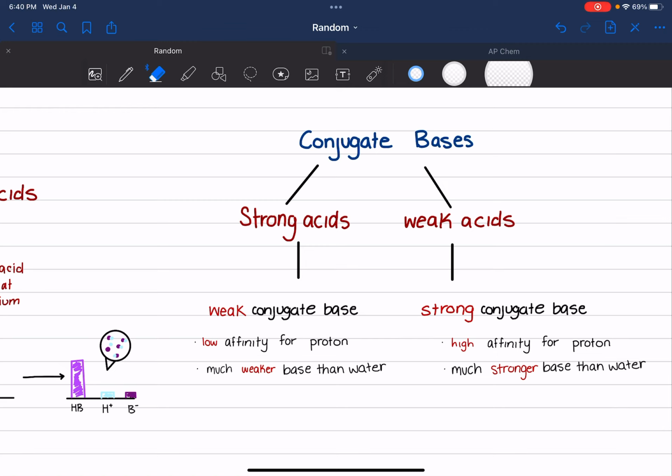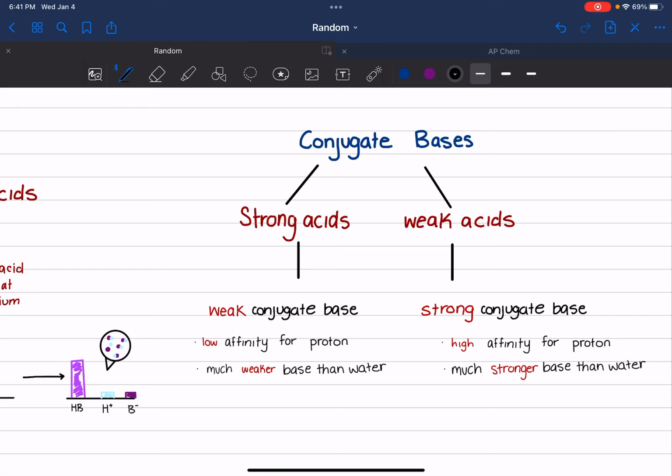Now, a weak acid is literally the inverse. A weak acid yields a strong conjugate base with a high affinity for a proton, and it is a much stronger base than water, meaning that here the conjugate base is winning the H+ ion, or you can think of it as the water is not successful in pulling these H+ ions from the base. The weaker the acid, the stronger its conjugate base, and the various ways of describing acids can be described on tables, or however you want to rationalize it. This is just how I think of it, like an inverse relationship.